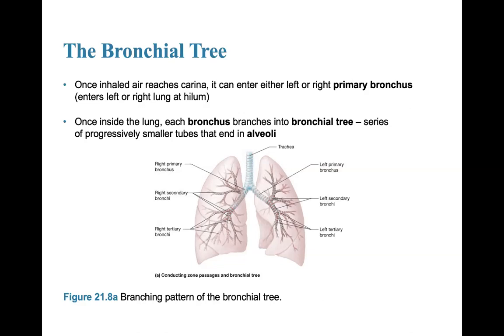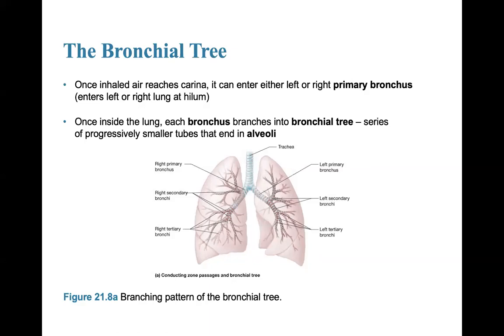So once inhaled air reaches the carina, it can enter either the left or right primary bronchus, and it will enter in through the hilum. Again, the hilum is the entry point into the organ. You will see this term used quite frequently with most of the soft tissue organs.